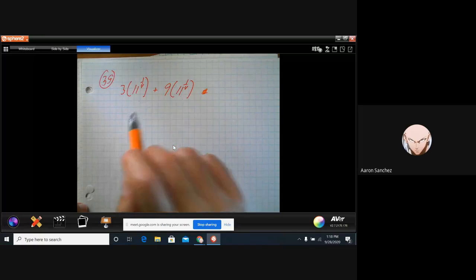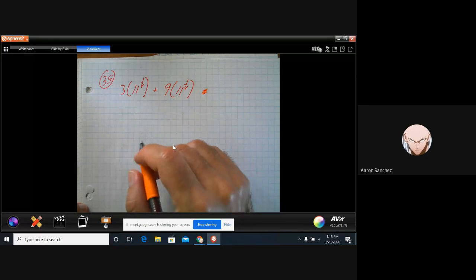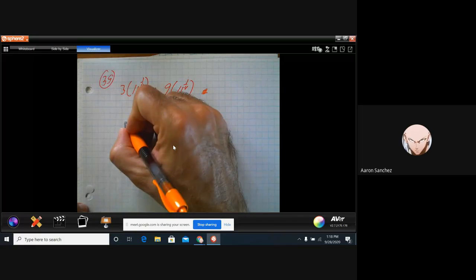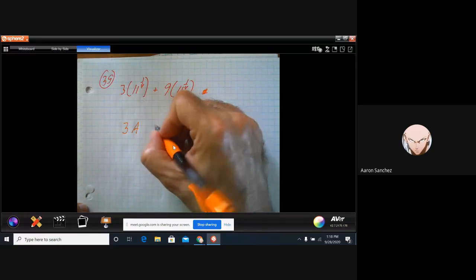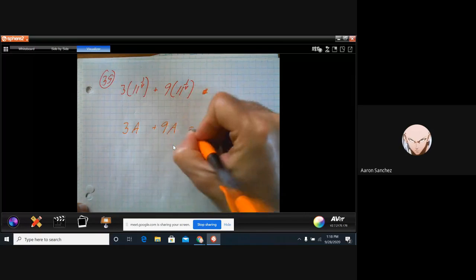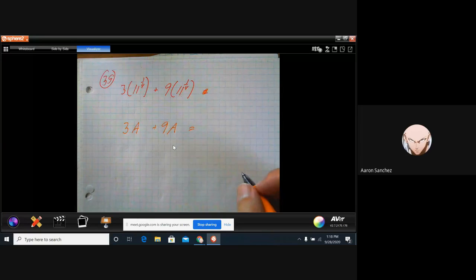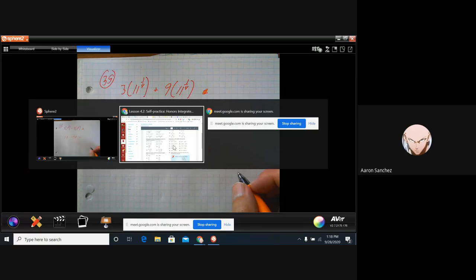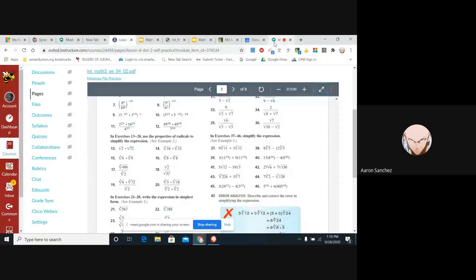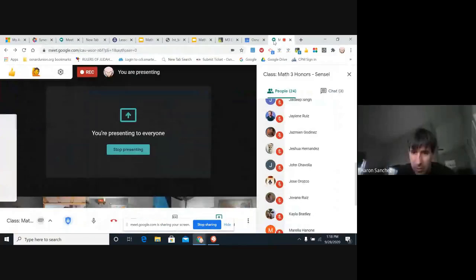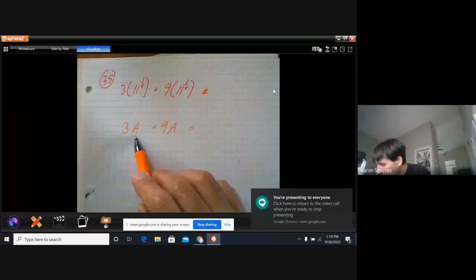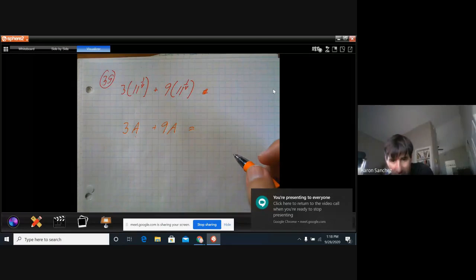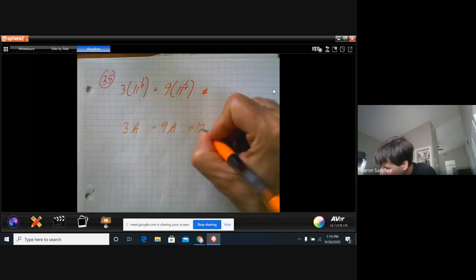Another way to look at it, don't write this down. Let's say I have 3 apples, and I add another 9 apples. I have 3 apples and 9 apples. What do I have? 12 apples.